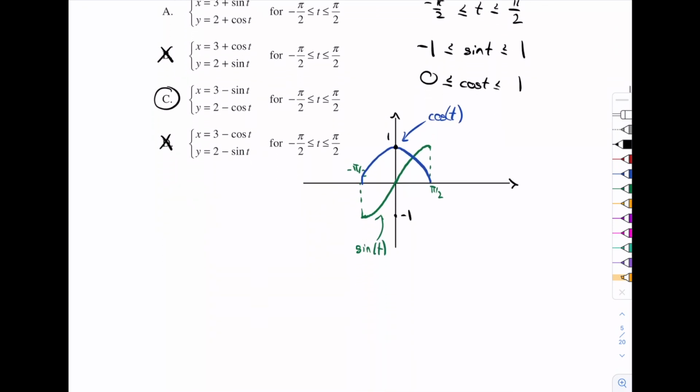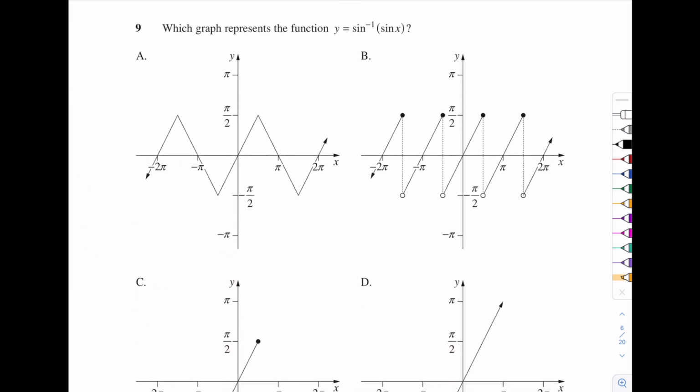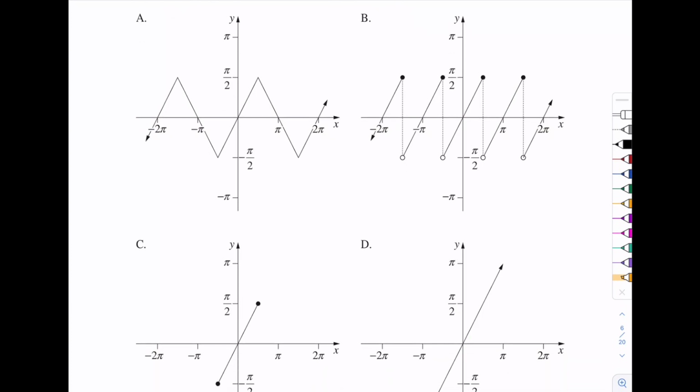Okay, let's move on to question 9. Which graph represents this function? Y equals the inverse sine of sine x. Now this is actually just simply coursework. I believe this is something that you should cover early on in year 11 when you do inverse trig functions. So you might be able to identify which one it is straight away.